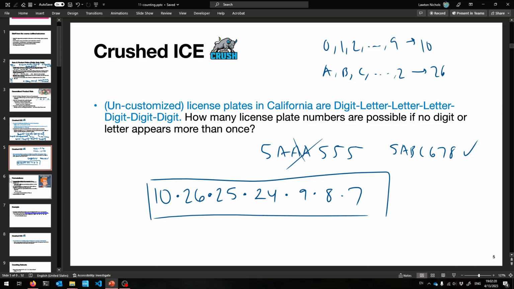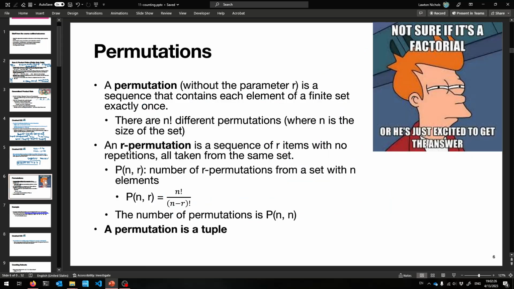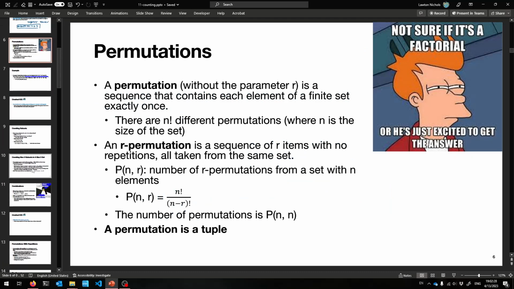So hopefully that makes a little bit of sense. Hopefully you've seen this style of problem once upon a time before. We're just going to hit them a little bit harder in this lecture. So next, let's go to permutations.